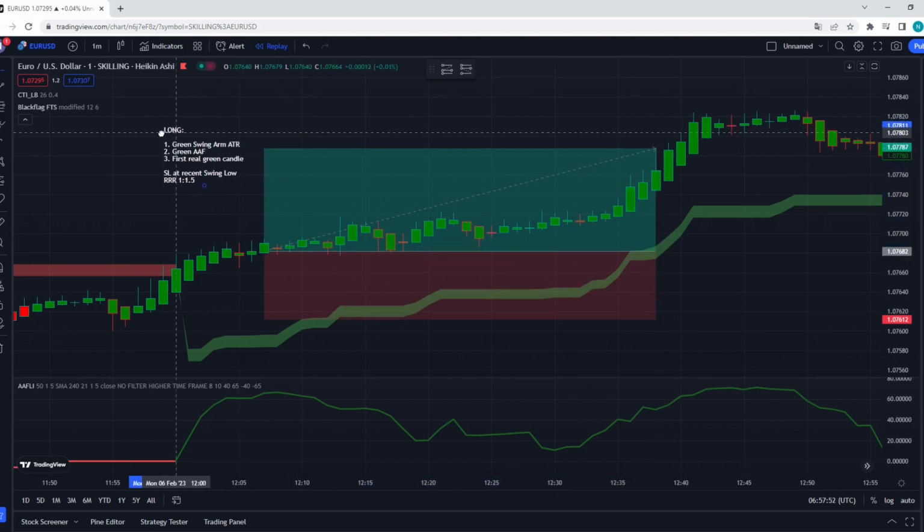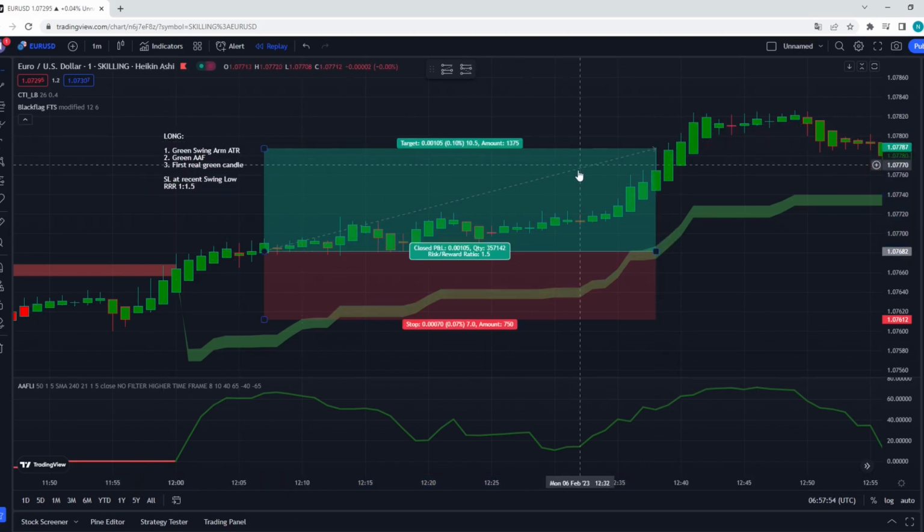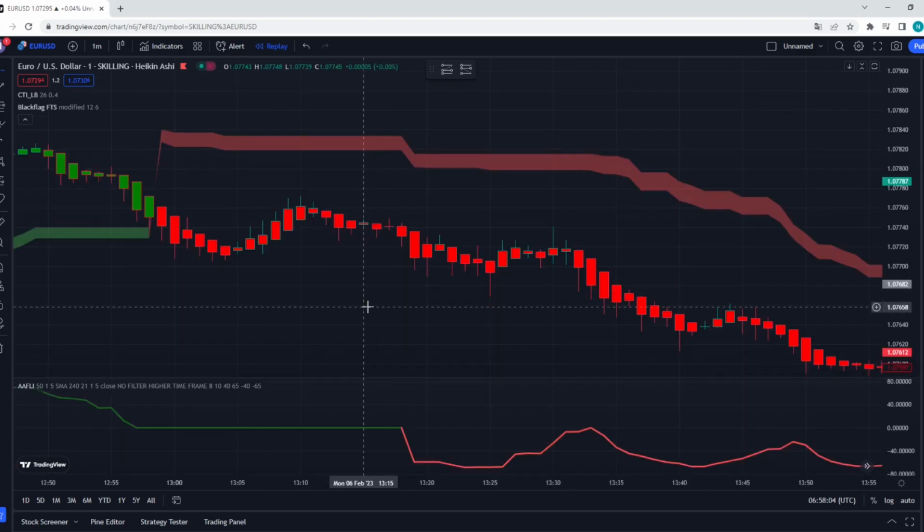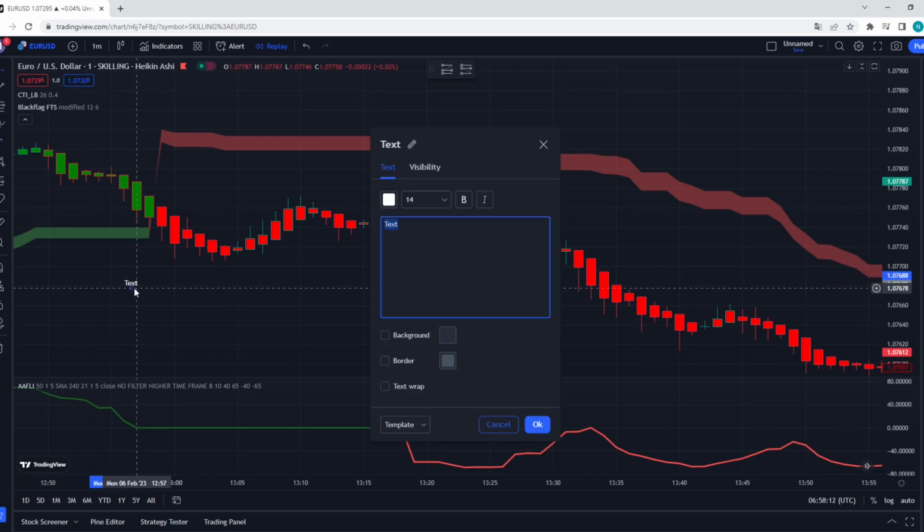We are out. Let's put the text over here. So this is basically how a long trade works. So for a short trade, the rules are basically the same, but obviously in the opposite direction. So let's start with a short trade.